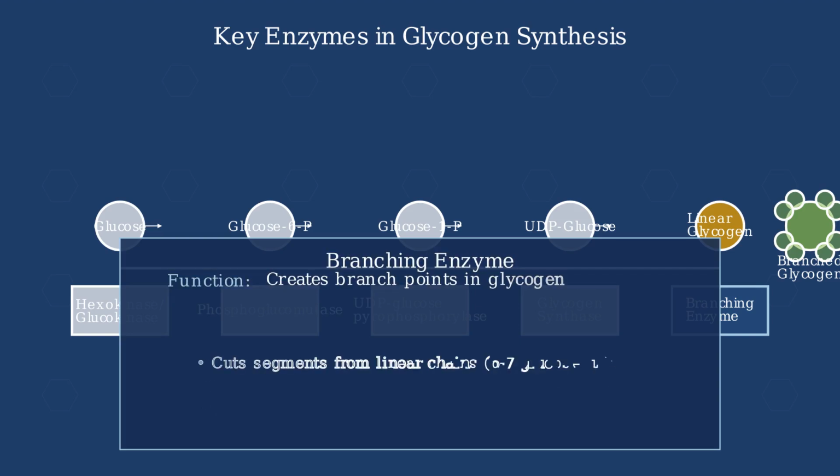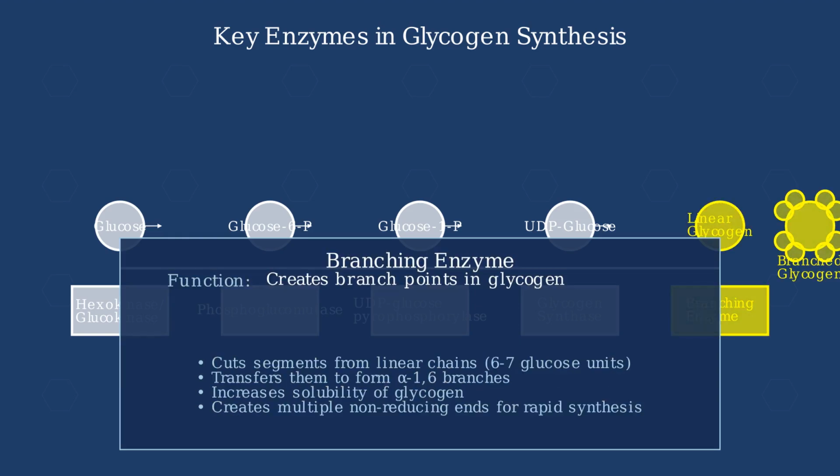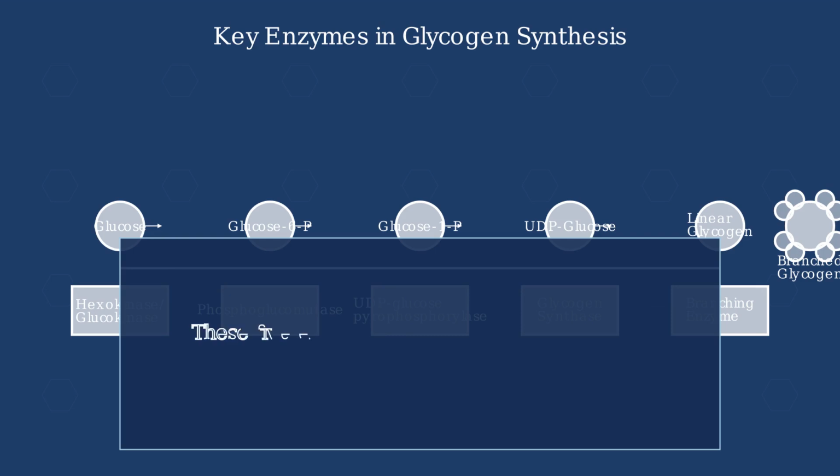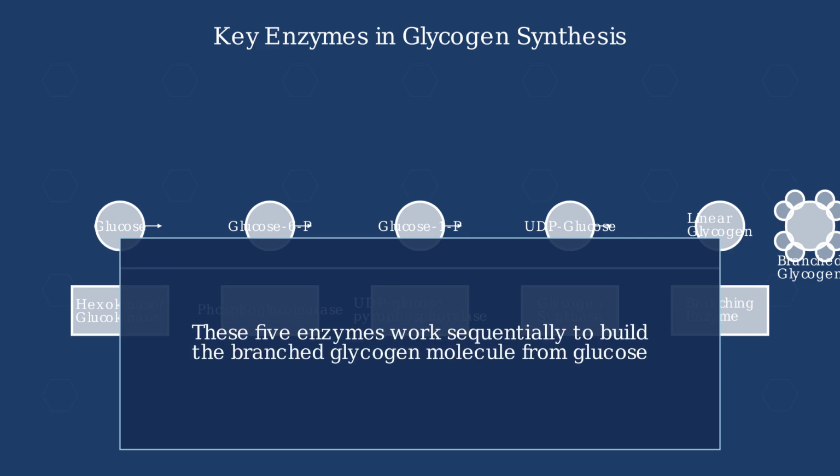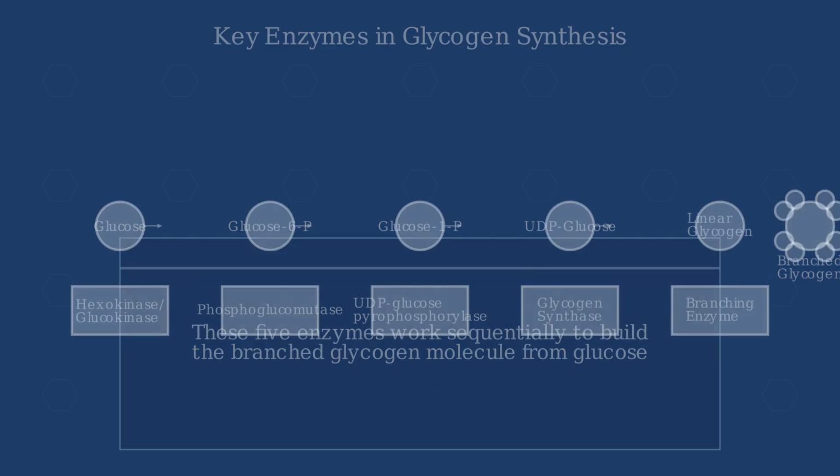Finally, the branching enzyme transfers segments from the linear chain to create branch points by forming alpha-1,6 glycosidic bonds. These branches increase glycogen's solubility and create multiple sites for rapid synthesis and breakdown. Together, these 5 enzymes work sequentially to build the complex, branched glycogen structure that serves as the body's primary carbohydrate storage form. Understanding these enzymes is crucial for comprehending glycogen metabolism and its disorders.